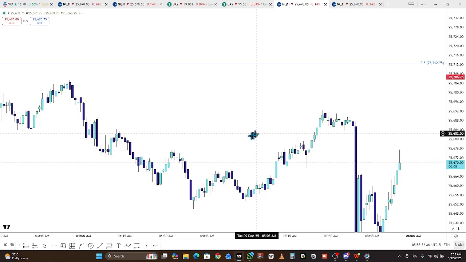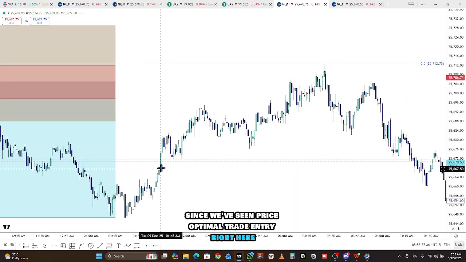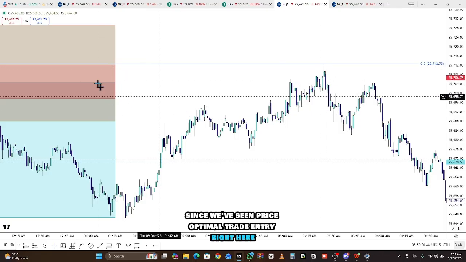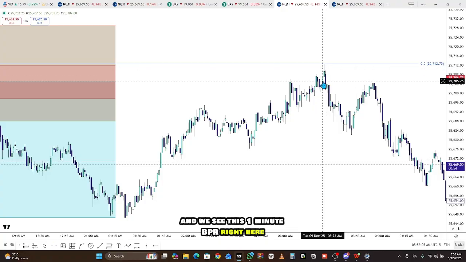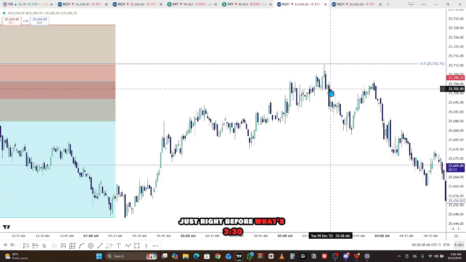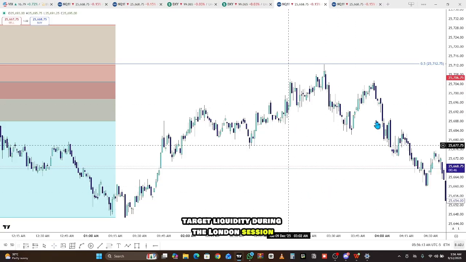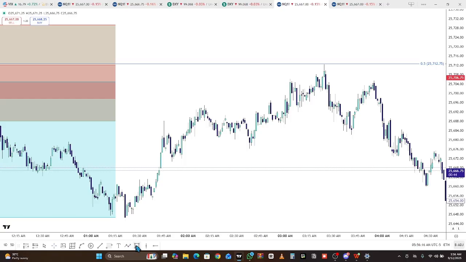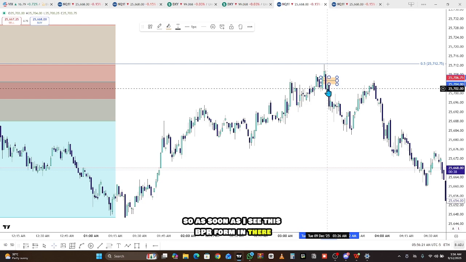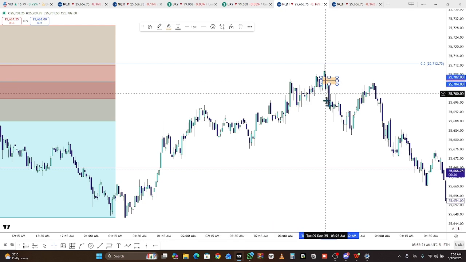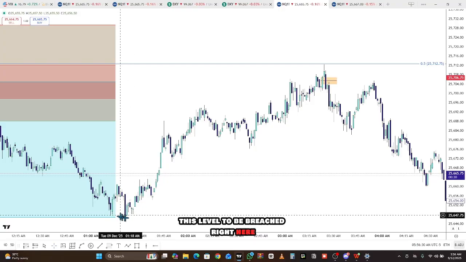So since we've seen price reach optimal trade entry right here, and we see this 1 minute BPR right here, just before what? 3:30, which is the optimal time when price usually does what? Target liquidity during the London session. So as soon as I see this BPR form in there, that will be my entry. That will be my entry right there. And I'll be expecting this level to be breached right here.